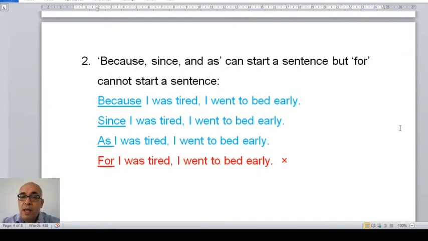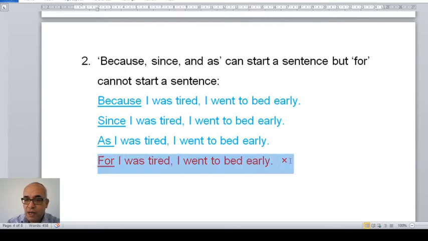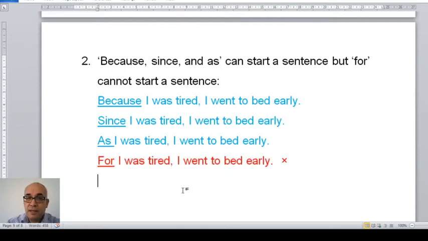Number 2, because, since and as can start a sentence, but for cannot start a sentence. So if you look here, this sentence is wrong. I cannot start a sentence with for as a conjunction, but I can start a sentence with because, since, or as. Because I was tired, I went to bed early. Since I was tired, I went to bed early. As I was tired, I went to bed early.